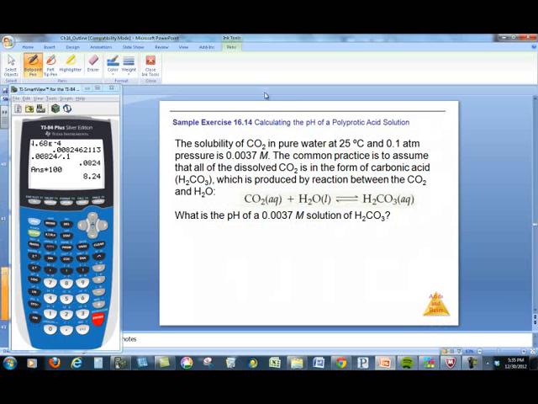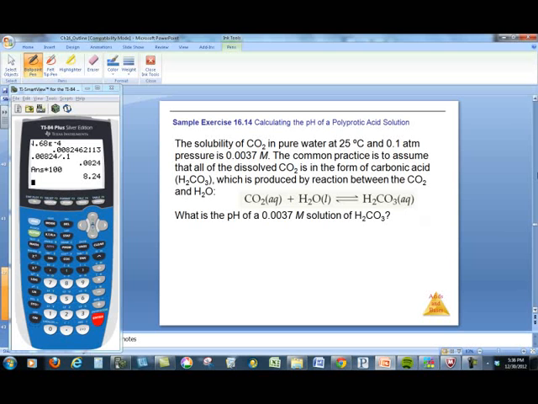Alright, so the solubility of CO2 in pure water at 25 degrees C is 0.0037 molar. The common practice is to assume that all the dissolved carbon dioxide is in the form of carbonic acid, which is produced by the reaction between CO2 and water. So the question is, what is the pH of 0.0037 molar H2CO3? We need to find out what the hydrogen ion concentration is going to be.